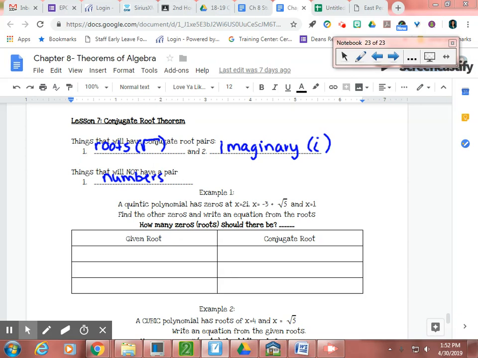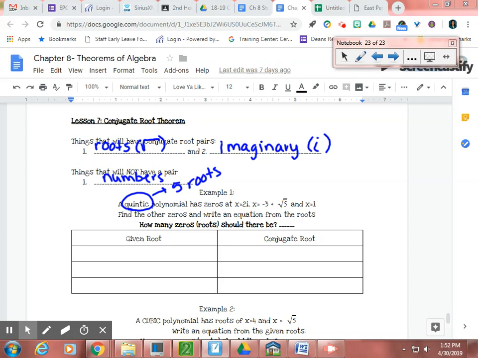Okay, so we're reading this. So first we're going to look at what has roots and what their conjugate roots are. So a quintic polynomial, that's something that's important to begin with. A quintic polynomial. What does quintic mean? That means there's going to be 5 roots because it's quintic. Has zeros at 2i and -3 plus root 5 and 1. Find the other zeros and write an equation from that.